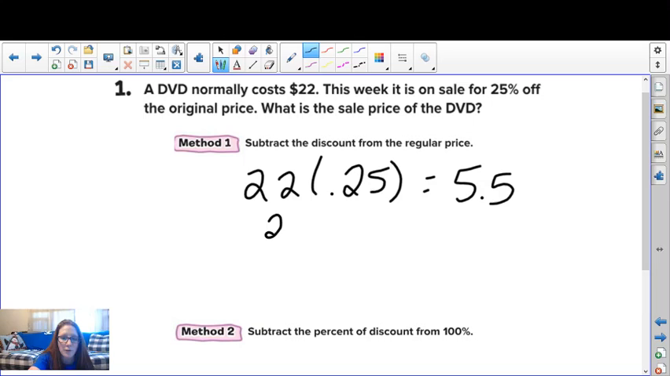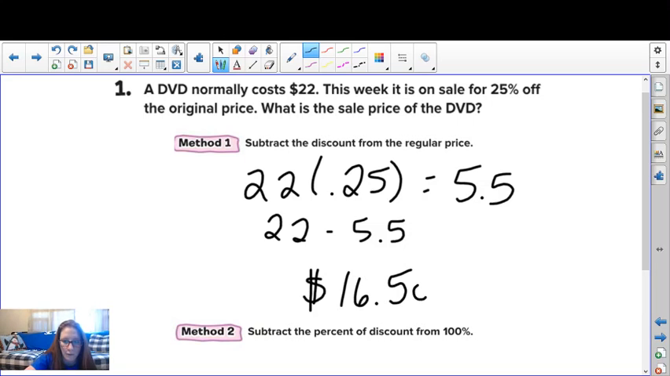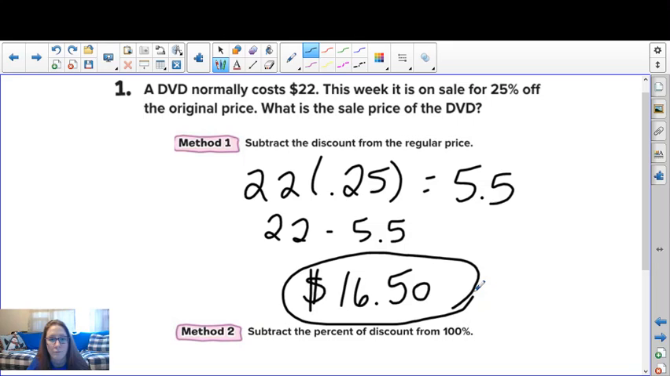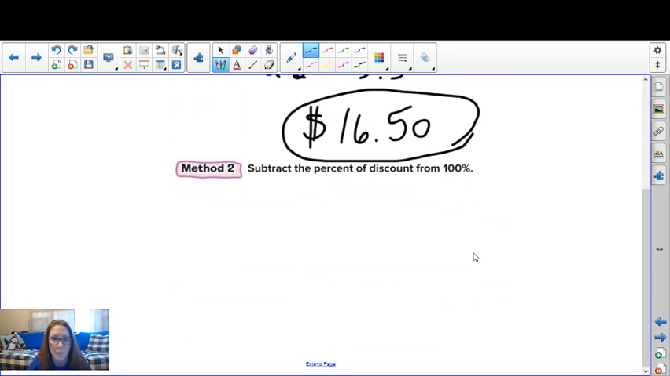Then I'm going to take the original price, which is $22, minus the sale price, which is $5.50, and I get that the DVD costs $16 and 50 cents. That's way number one. Way number two.